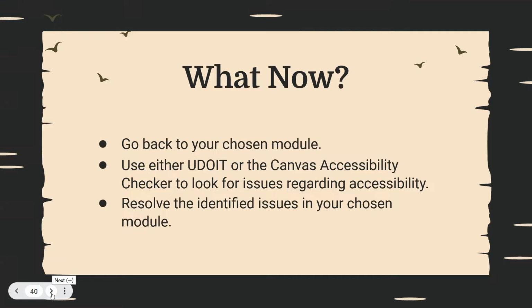If you've been coming to our UDL webinars, you know that we've been giving you a little bit of homework each time to work on in a specific course. So the idea is that you come to the webinar, you've learned this information, and now we want you to go apply it to a course. Hopefully at this point, or if this is your first day, no big issue, go back to your chosen module. Sorry, my dogs are about to bark for a second. Go back to your chosen module and use either UDoIt or the Canvas Accessibility Checker on that module, look for issues regarding accessibility, and then resolve them. Go through them and see if you can resolve those particular issues.